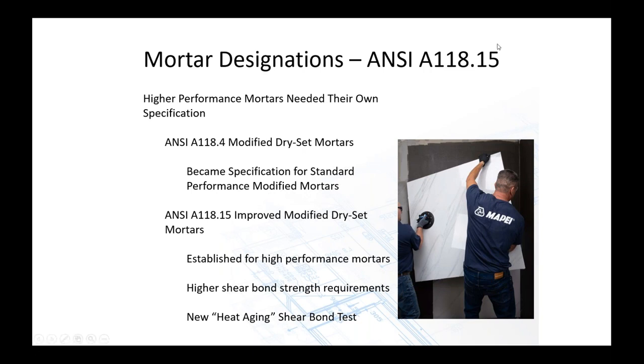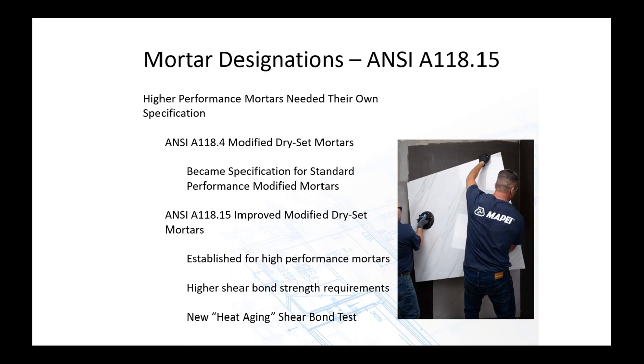118.4 is really the standard for performance modified mortars, or basic performance modified mortars. 118.15 establishes a higher performance mortar than 118.4. Higher shear and bond strengths are required, and new heat aging shear bond tests. And that's important. I'll come back to that in a minute.